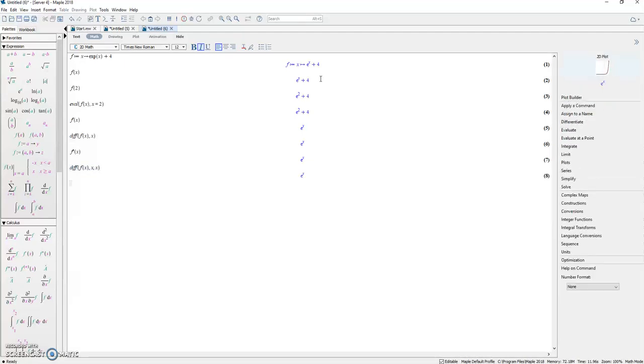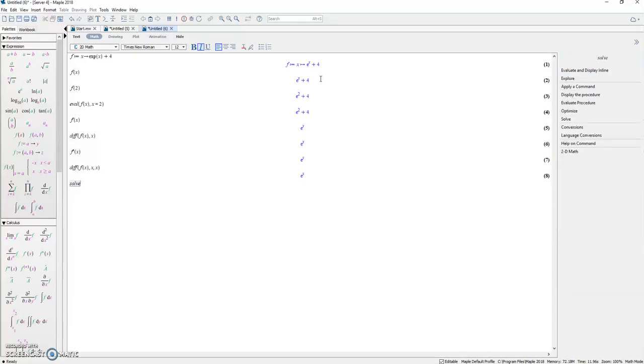You can set your function equal to a value and solve for x by entering something like this. Solve, parentheses, f of x equals 0, comma x. The computer will read this as solve the equation f of x equals 0 and return to me the value of x that would make the function f of x equal to 0. This is the exact value that x would be equal to in order to make the function e to the x plus 4 equal to 0.